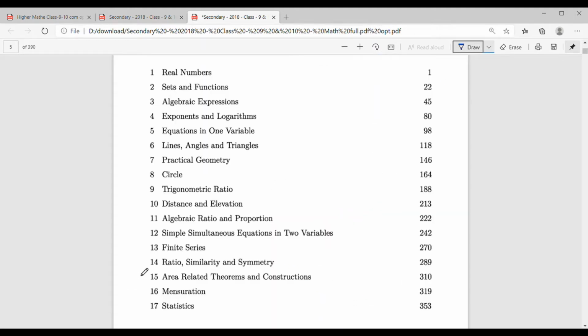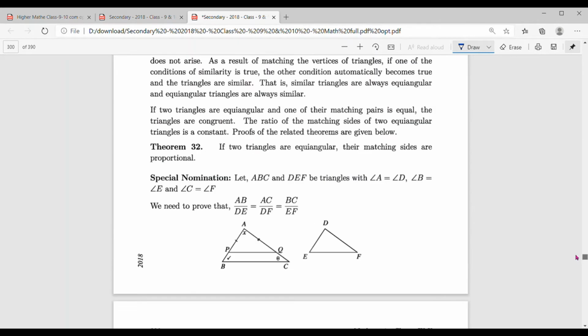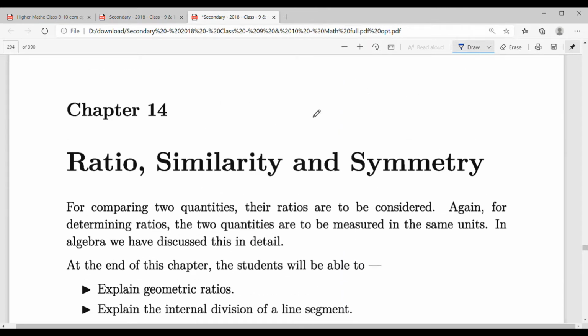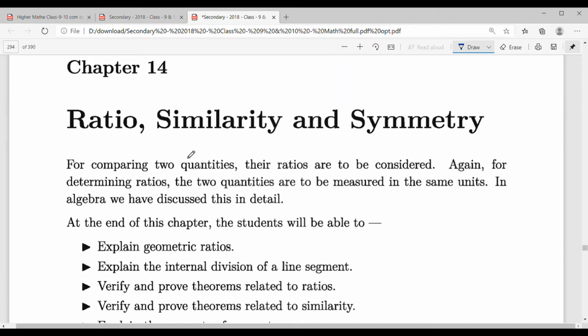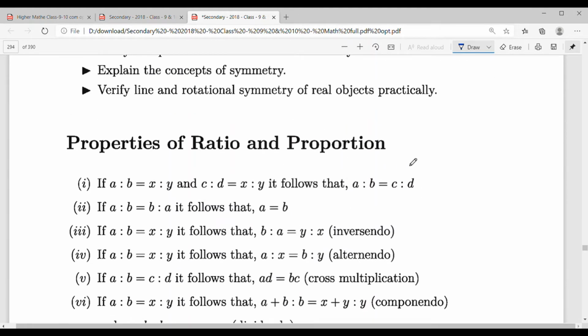In this class I am going to discuss chapter 14, Ratio, Similarity and Symmetry, page 289. Let's join with me. So here is chapter 14, Ratio, Similarity and Symmetry, properties of ratio and proportion. We already learned these properties of ratio and proportion in chapter 11.